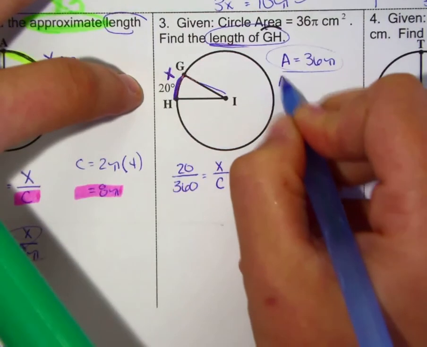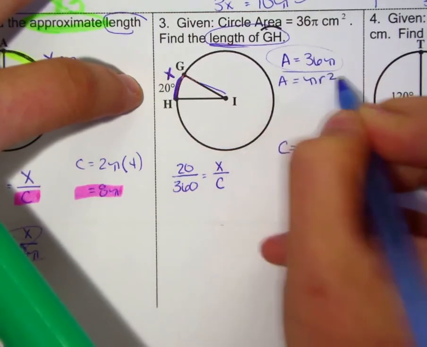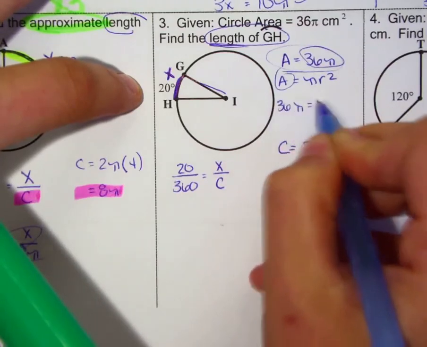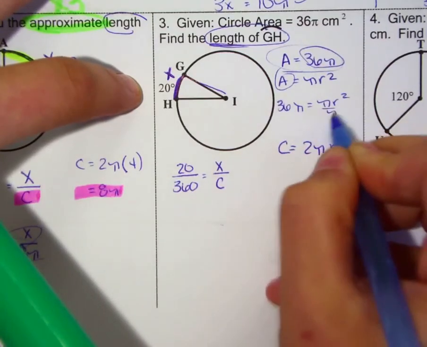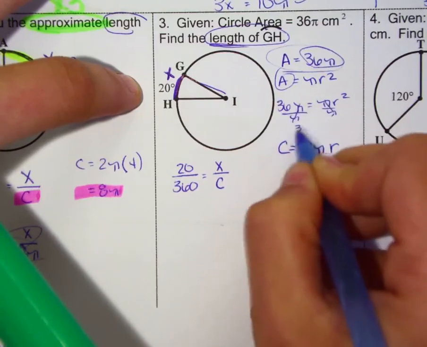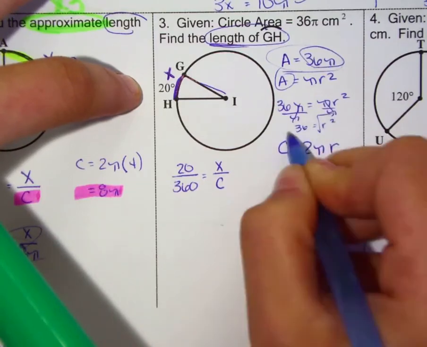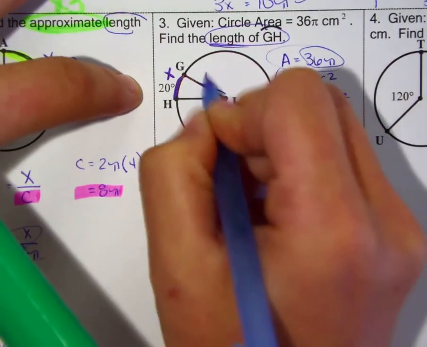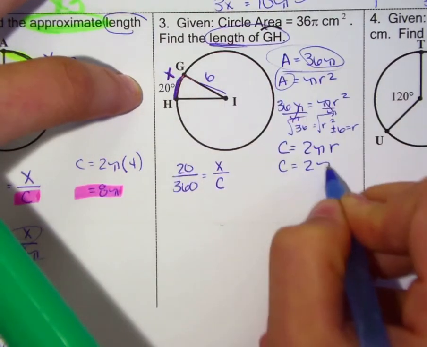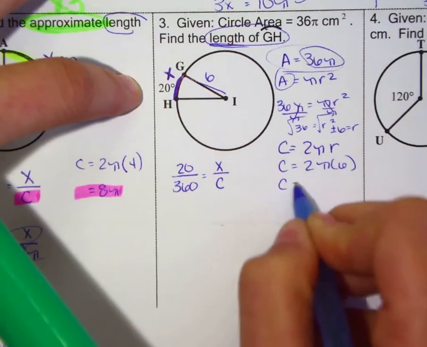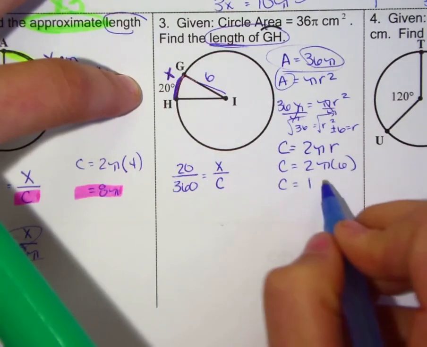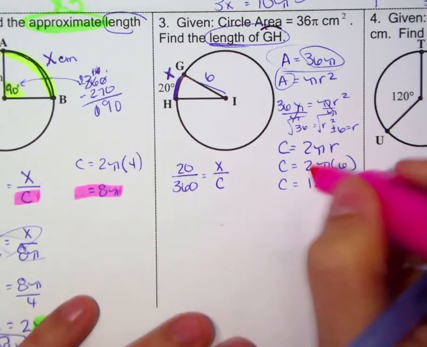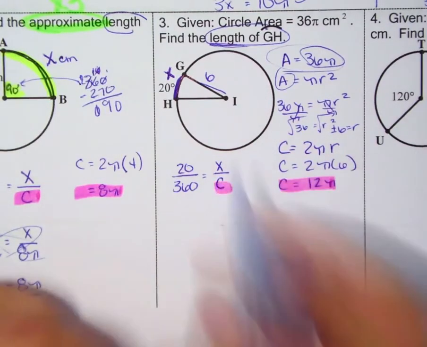So we know that area equals pi r squared. 36 pi is the area. Divide both sides by pi. 36 equals r squared. Square root both sides. 6 equals r. So we actually know the radius is 6. So the circumference is 12 pi. Substitute 12 pi in for C.